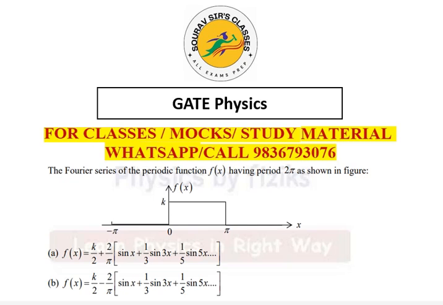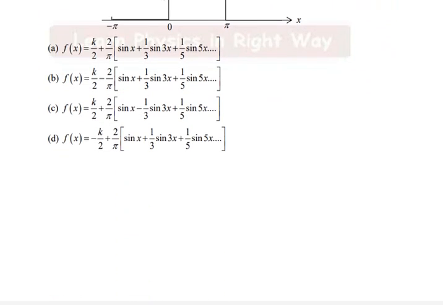So let us solve one problem from GATE Physics, topic mathematical physics. The problem states that the Fourier series of a periodic function f(x) having a period 2 pi is as shown in the figure. We can write the function in the following way.